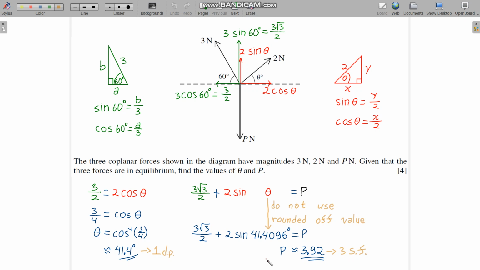Everyone, this video is about forces and equilibrium past paper questions. Read the question. We have a 2 Newton force in this direction which can be split.